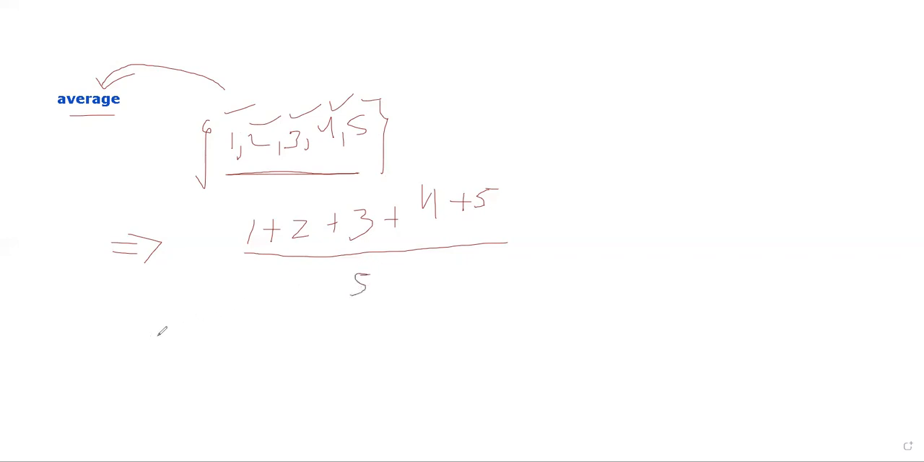Then I will get the answer. That means 2 plus 1 is 3, plus 3 is 6, plus 4 is 10, plus 5 is 15. This will be 15 over 5. So 5 into 3 is 15, and I got my answer as 3. So the average of this series is 3. Is it clear?